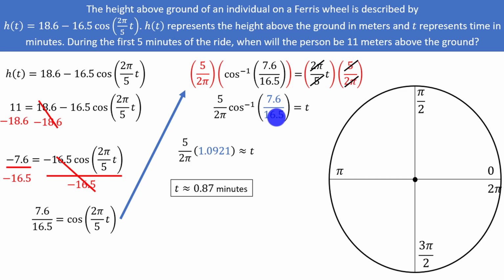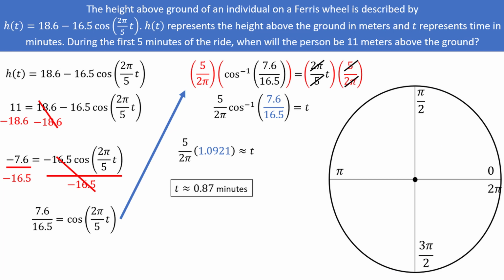In this case, inverse cosine of 7.6 over 16.5 asks: cosine of what would give you 7.6 over 16.5, whatever that ratio equals? Well, it turns out that cosine of about 1.0921 radians would give us an output of 7.6 over 16.5. 1.0921 radians is somewhere in the first quadrant. How do I know that? Well, 1.0921 is somewhere between 0 and pi over 2. Pi over 2 is half of pi, or approximately 1.5 to 1.6, so 1.0921 radians would be somewhere in quadrant 1.